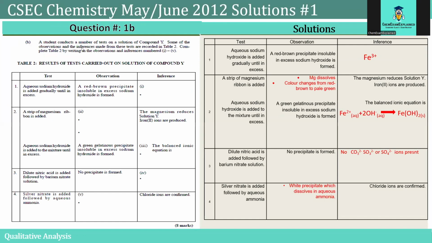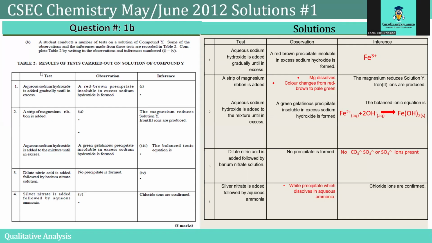Question 1, part B. A student conducts a number of tests on a solution of compound Y. Some of the observations and the inferences made from these tests are recorded in Table 2. Complete Table 2 by writing in the observation and inferences numbered 1 to 5. So here we have Table 2.